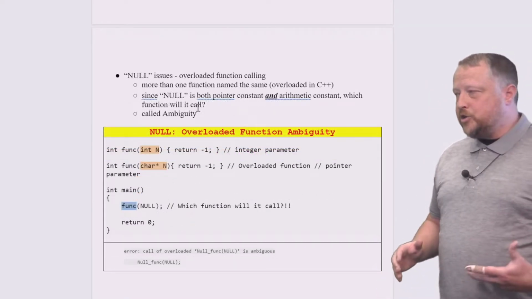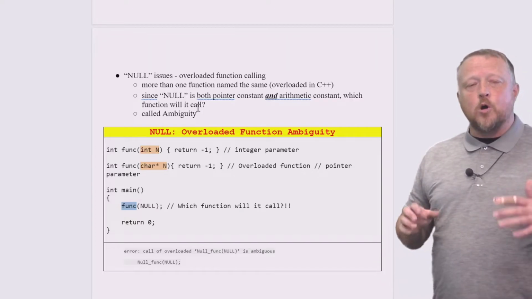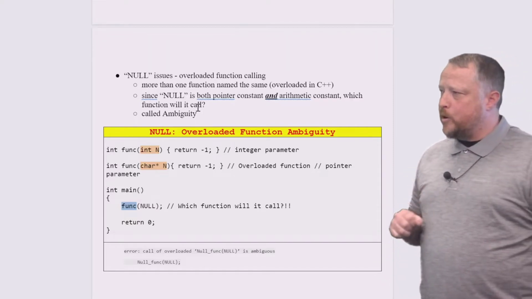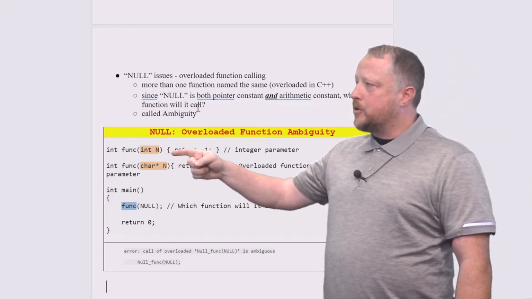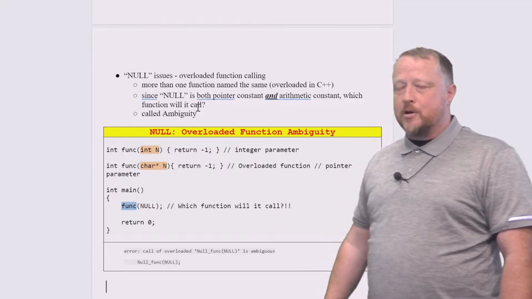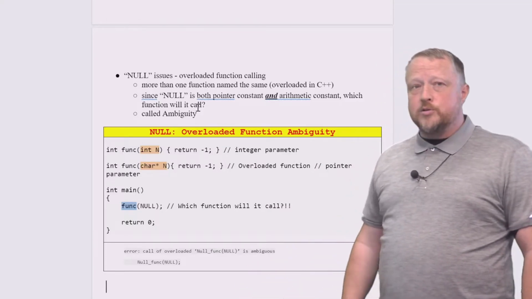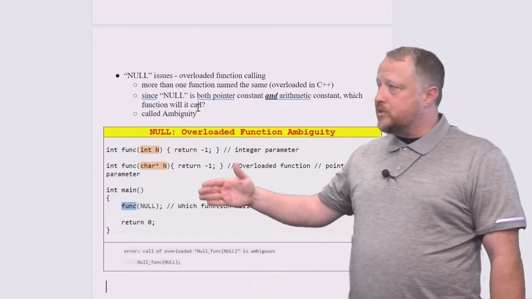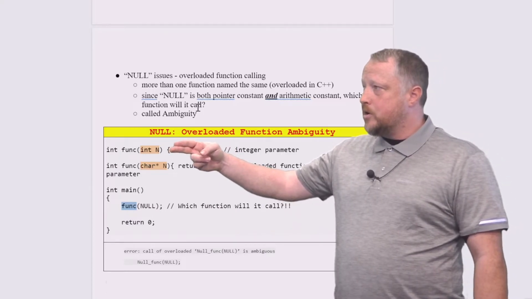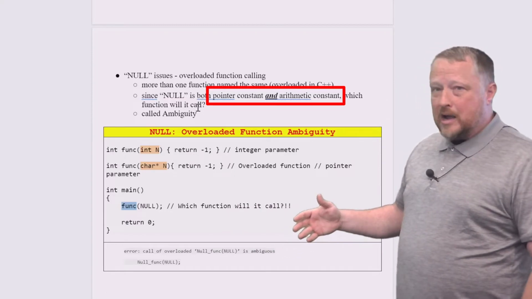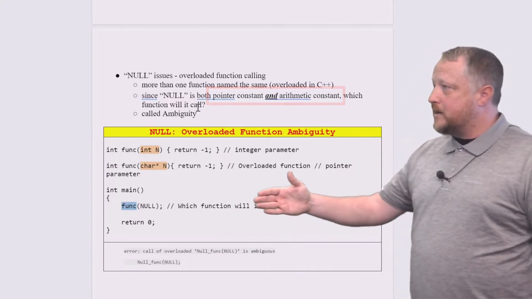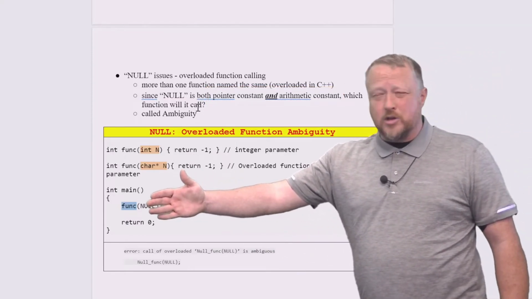The null issue happens when we're doing some overloaded function calling. Now remember what overloading is. We have two functions that are named exactly the same, but they're accepting two different parameters. The bad part of using 0 and null itself is I can set it to an integer or I can set it to a constant pointer, and that's a problem because when I call this function, the call is fine.